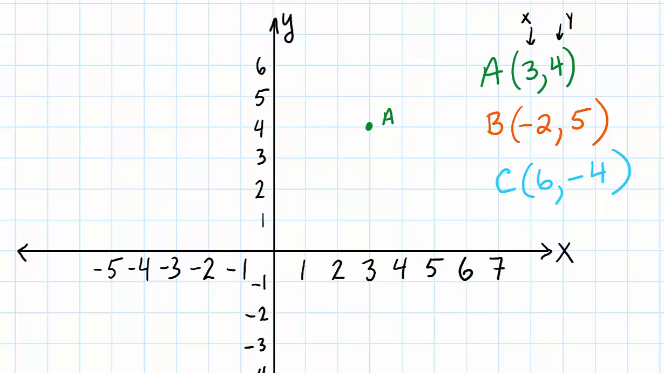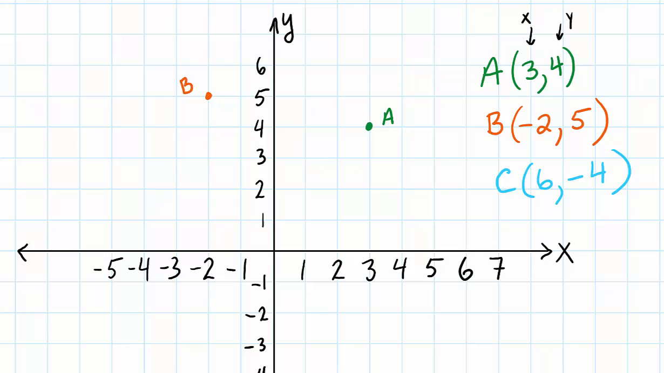Looking at the second example, B being negative 2, 5, it wants the intersection between x equals negative 2. So here's the vertical line x equals negative 2. And then I want to draw a line through y equals 5. And I want where they intersect. And so we can see that right here at this position is going to be negative 2, 5.